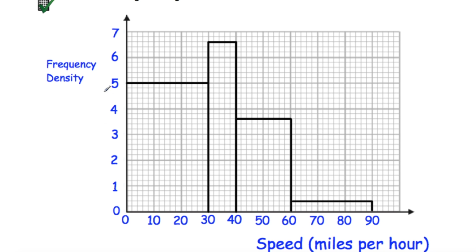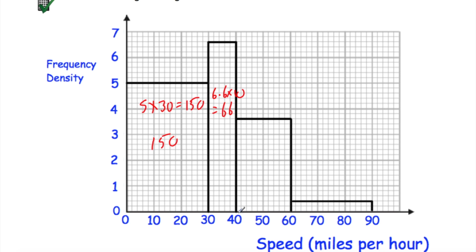So for this first bar, its frequency density is 5. Its class width, how wide it is, is 30. 5 times 30 is equal to 150. So there's 150 cars in this bar. Our next bar, the class width is 10, and the frequency density is 6.6. So it's going to be 6.6 multiplied by 10, which is equal to 66. So there's 66 cars here.